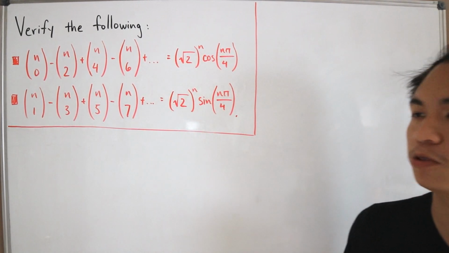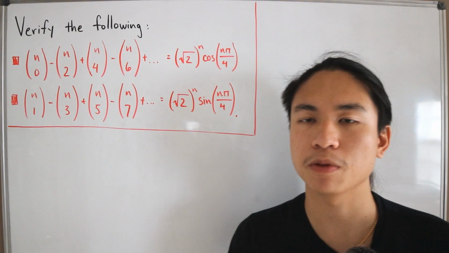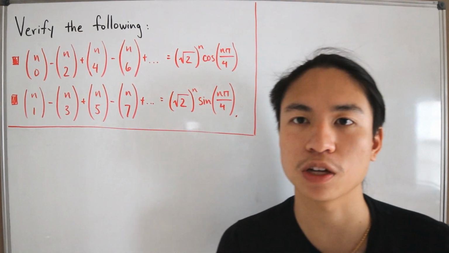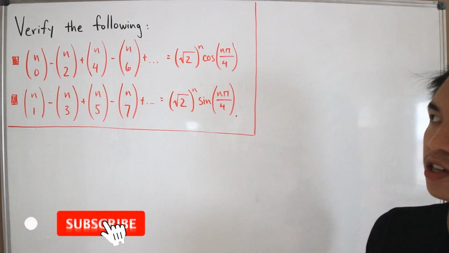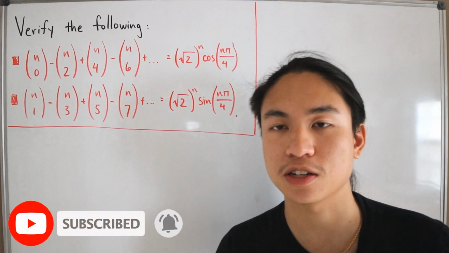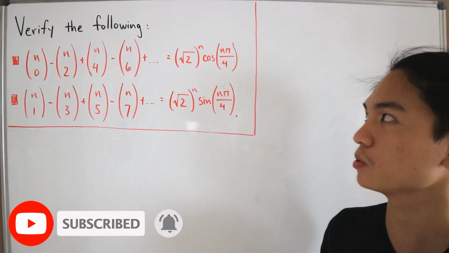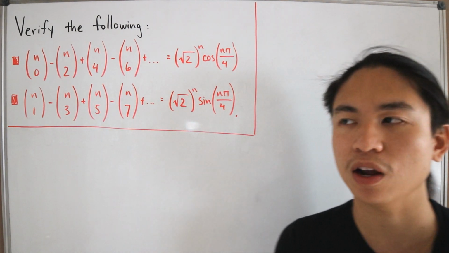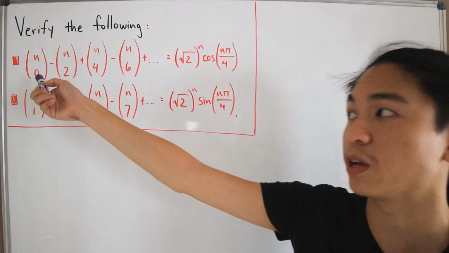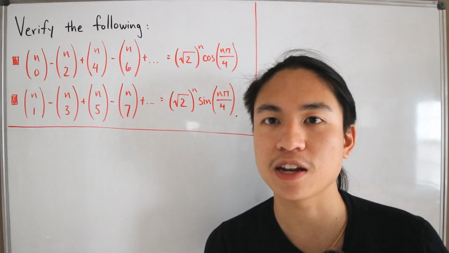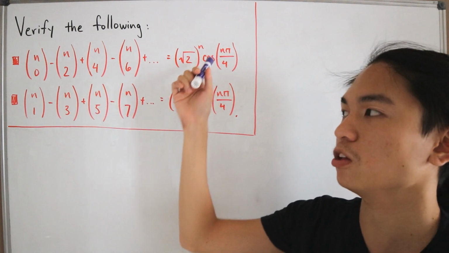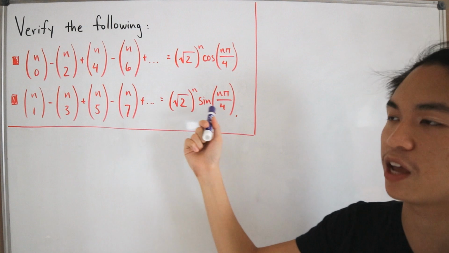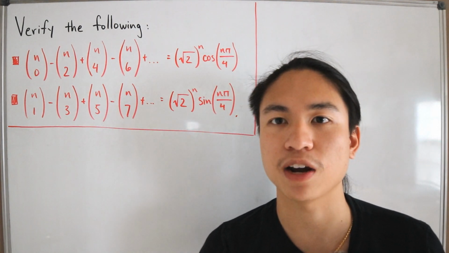So here we have two nice identities we like to verify dealing with binomial coefficients. We have that n choose 0 minus n choose 2 plus n choose 4 minus n choose 6, and so on and so forth, an alternating series, is equal to the square root of 2 to the power n times cosine of n times pi divided by 4. What's nice is that we have n choose k for k even indexes verifying this, and then the same thing over here, except we're dealing with odd indices, and that we have sine of n times pi divided by 4.